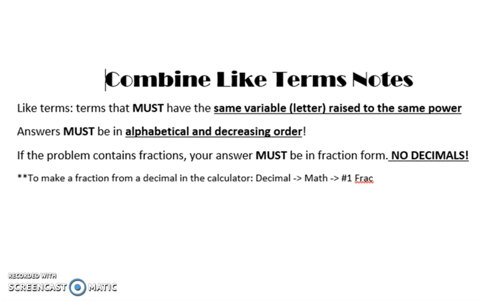Now, as far as our answers go, they must be in alphabetical and decreasing order. And by decreasing, this is our powers. They must be in decreasing order. Now, just a little note, if the problem contains fractions, your answer must be in fraction form. We do not want decimals. And I put in there to remind you how to do it in the calculator. You're going to have your decimal, math, and then hit number 1, frac.